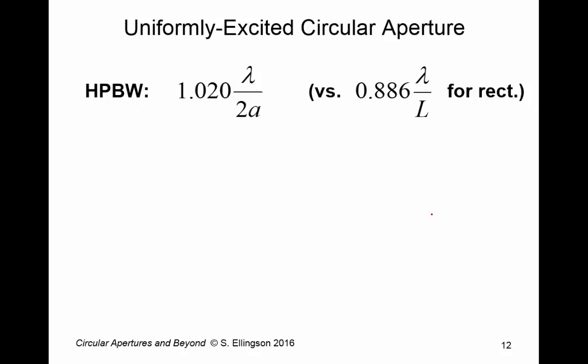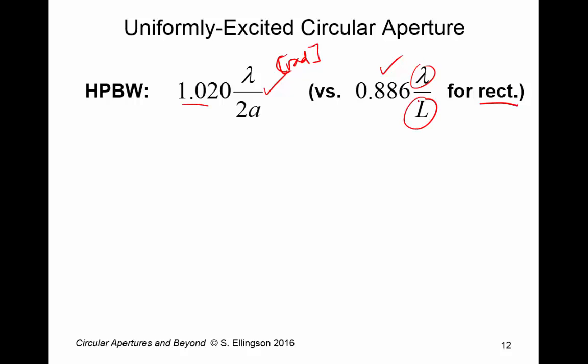Okay, so let me give you some numbers, some common expressions. It turns out, and you can do an analysis to do this, or you can just believe me, that the half-power beam width for a uniformly excited circular aperture is about 1.020 lambda over 2a. This, by the way, has units of radians. The analogous value for a rectangular aperture was 0.886, not about 1.